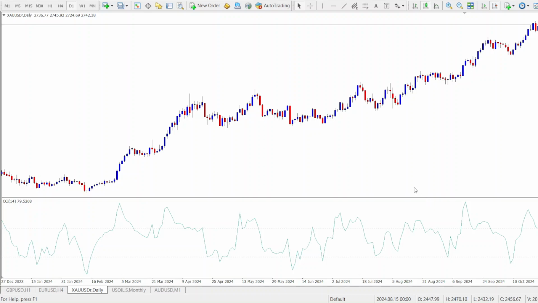Now, essentially, the CCI helps traders identify overbought or oversold conditions in the market. So, by analyzing the CCI, we can find potential reversal points. For example, when the CCI is in the overbought or in the oversold, we are able to identify potential reversal points in such scenarios.